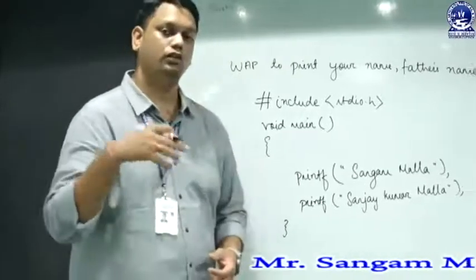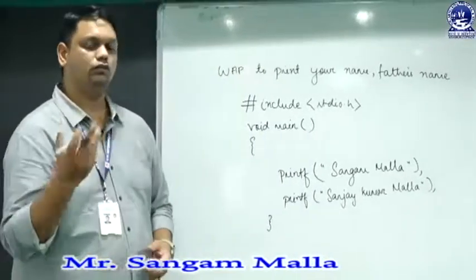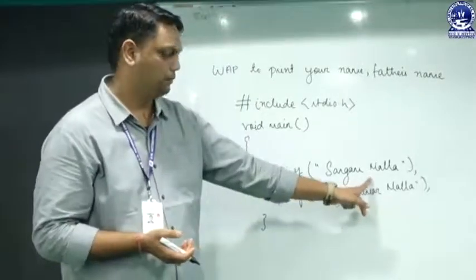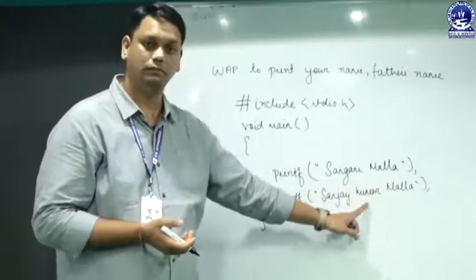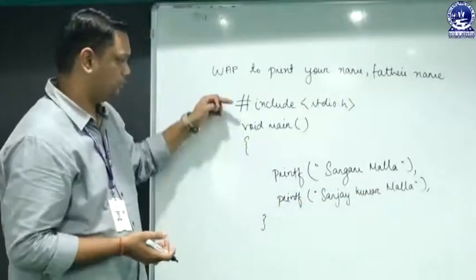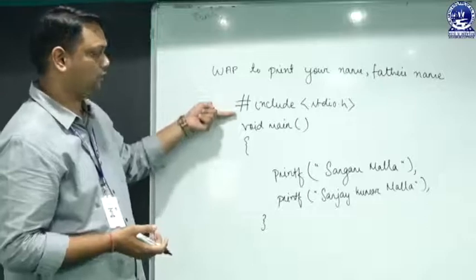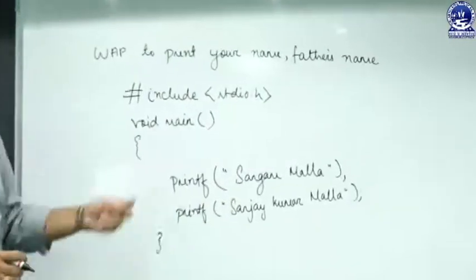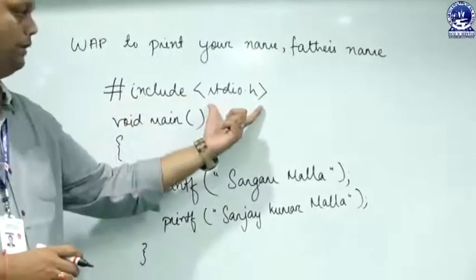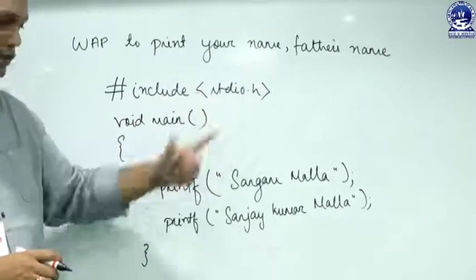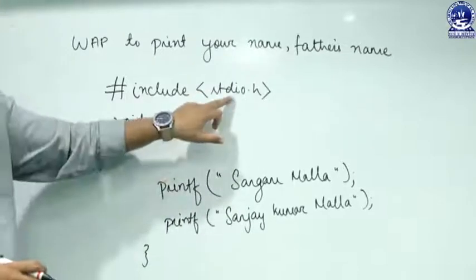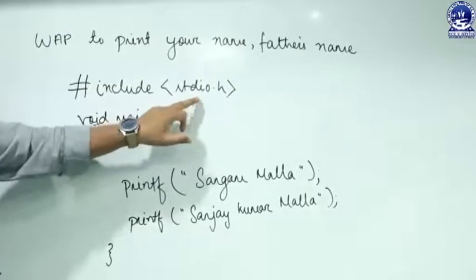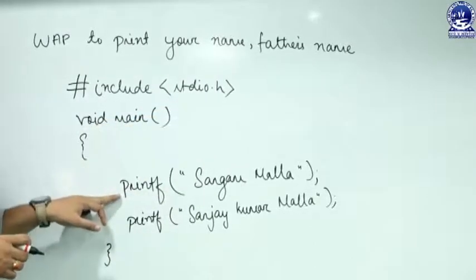Consequently, when you face the problem of printing your name and your father's name, simply write your name in this place and your father's name in this place. So how will it be executed? First it will come to this line. What is the first line? The work of the preprocessor is to open the header file, that is stdio.h, because the printf function comes under stdio.h. So without opening stdio.h we cannot use the printf function.